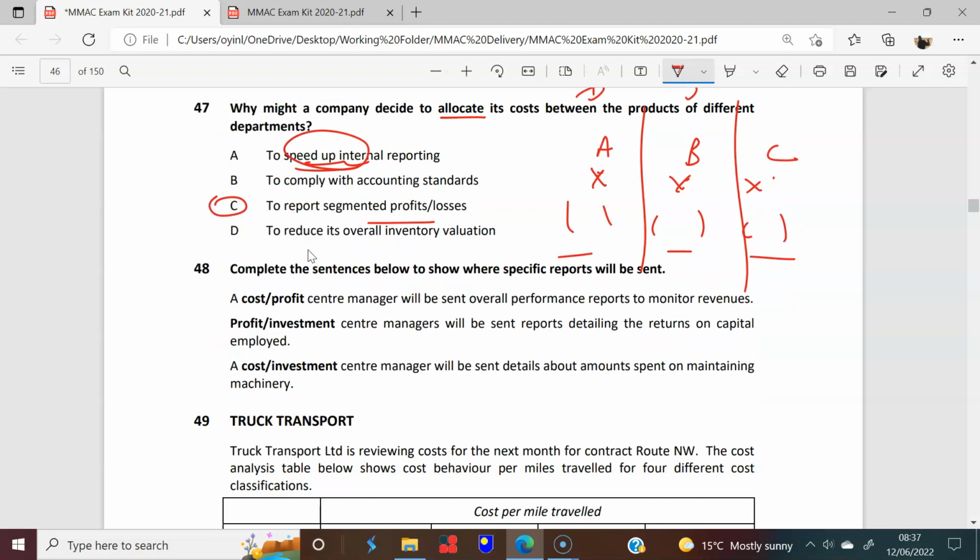Cost centers. So we talk here about centers. When we're talking about monitoring revenues, I suppose that would be profit, yes. Profit, monitoring revenues. We're talking about return on capital employed, so we're talking about investment. And here we're talking about maintaining machinery, so this is a cost. A cost center manager will be interested in looking at that.